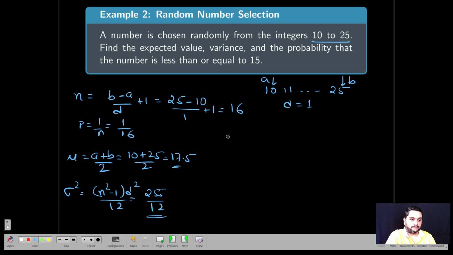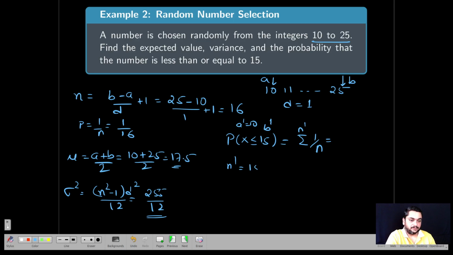Next, find the probability that the number is less than or equal to 15. P of x less than or equal to 15 is, so you have to find the summation from 1 to n dash of 1 by n. So find the n dash. What is the new b dash value? Less than or equal to 15, so b dash is 15. And a dash is 10. From 10 to 15.